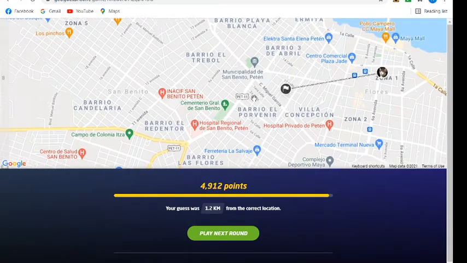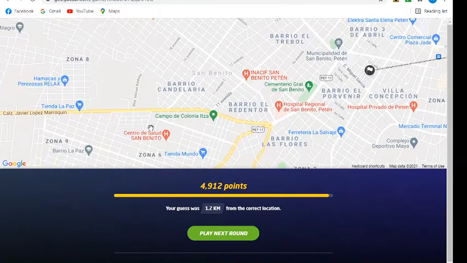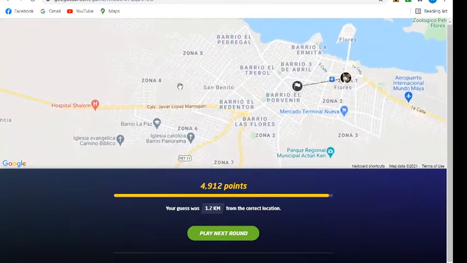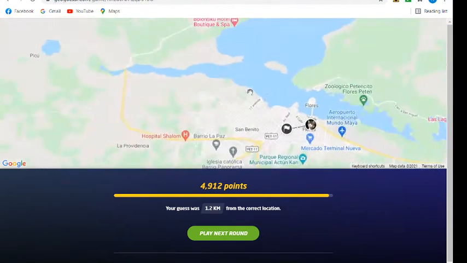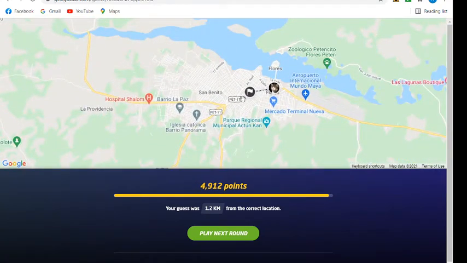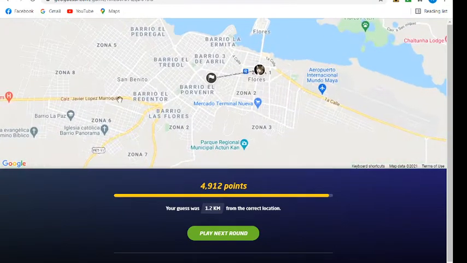It looks like also you can see here the Hospital Regional de San Benito Petén, Centro de Salud San Benito, and also the zone numbers. It goes up actually to zone 8 here. So that tells us that in fact San Benito is a lot bigger than Flores, which I had known about Flores because of the Mayan site, and I had just assumed that had to be the main town, right? But it turns out that San Benito is actually larger.